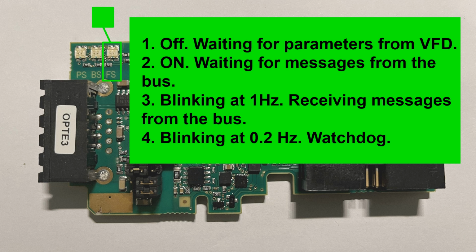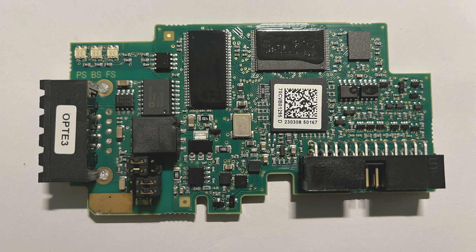Fast blinking, 1 Hz, means that the module is active and receives messages from the bus. Slow blinking, once in 5 seconds, means that the module is in fault state. It did not get any message within watchdog time, the bus is broken, the cable is loose, or the master is offline. Knowing the meaning of the indication LEDs is very important to trace possible problems.